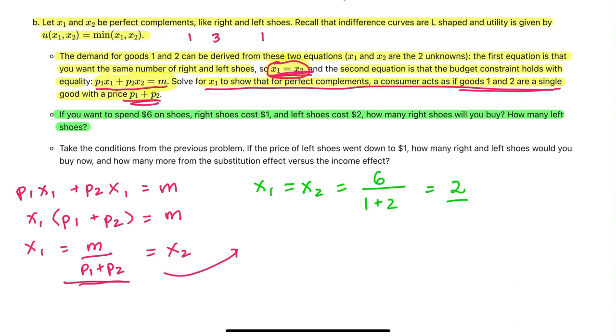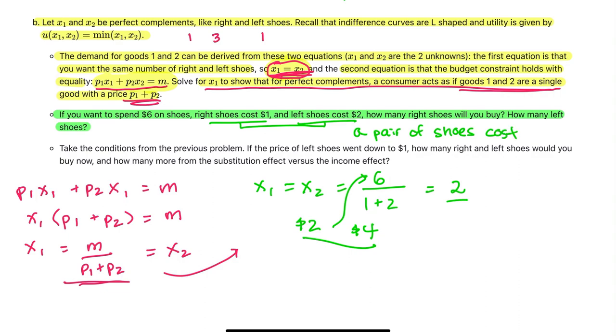Let's make sure that we can afford that. To buy 2 right shoes, that costs us $2. And to buy 2 left shoes, that costs us $4. So yes, that comes right under or equal to the amount of money that we were trying to spend. So, you can think of right and left shoes costing different amounts, or for perfect complements, you would think of a pair of shoes costs 1 plus $2, $3.